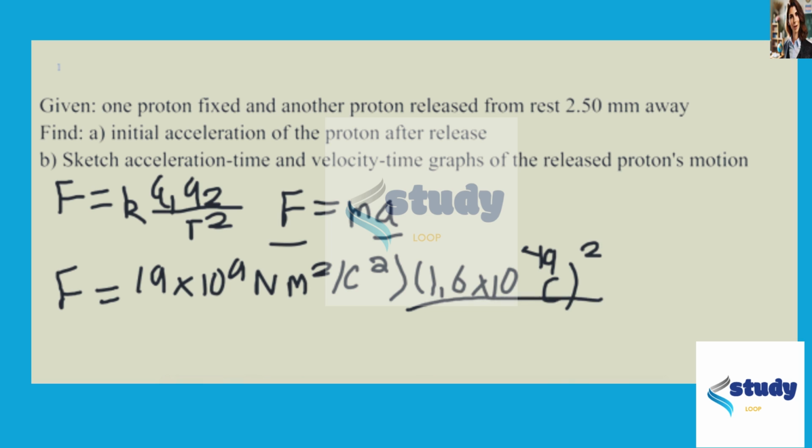And then we divide that by r squared, our radius, which is 2.5 millimeters. We have to change that to meters. So that's going to be 2.5 times 10 to the minus 3 meters, and that is squared for r squared. If you plug this into your calculator, that will give you a force of 3.69 times 10 to the minus 23rd newtons.